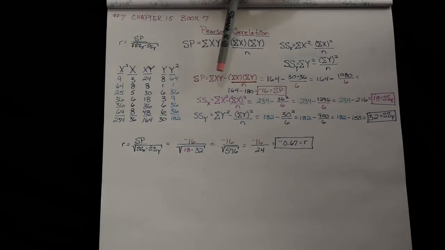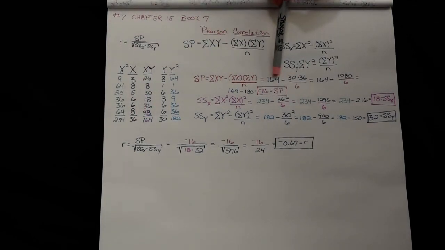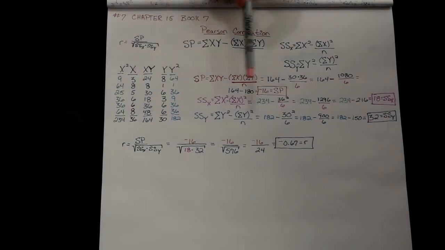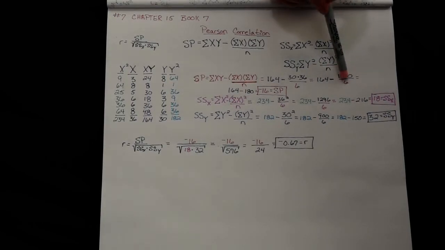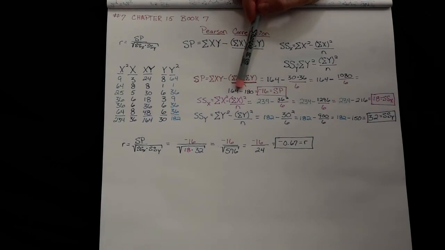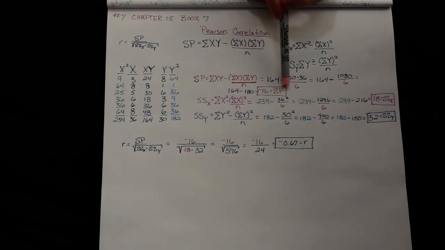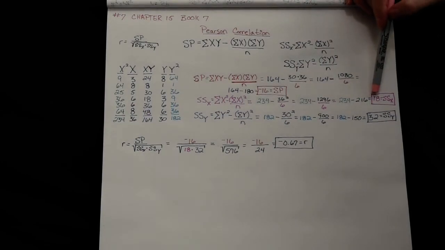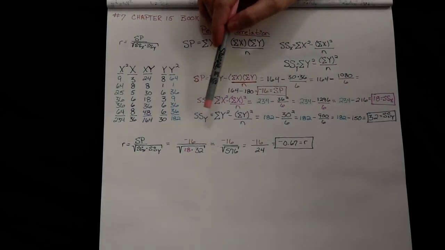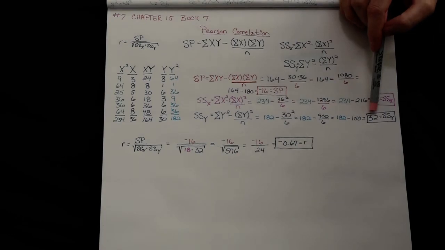Then I came over, and the 164 is from here, the 30 is from here, 36 is from here, and it comes out to 160, and then you follow your numbers through. It's 164 minus 180 over 6, which equals negative 16. Your SSX comes out to 18, and your SSY comes out to 32.